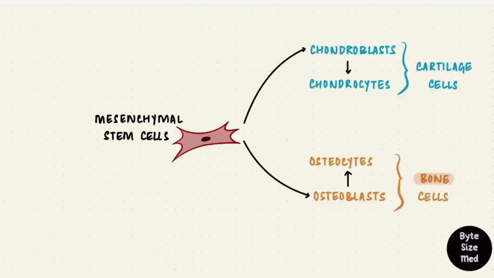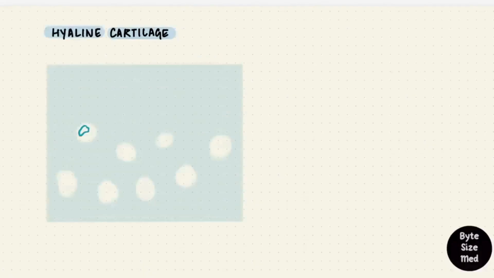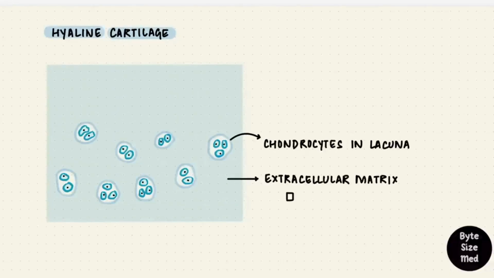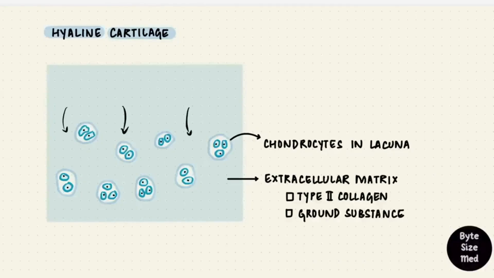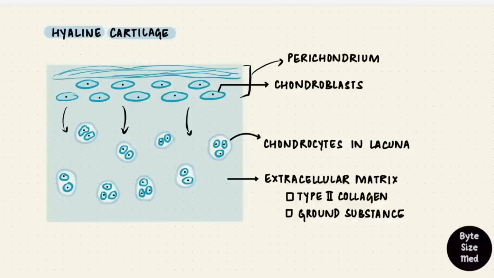To understand ossification, we need to go back a little to some things about cartilage and bone. Cartilage can be of 3 kinds: hyaline, elastic, and fibrocartilage. Here we need hyaline cartilage. It has cells in an extracellular matrix. The cells are chondrocytes, which are located in spaces called lacunae, either singly or in groups. The matrix consists of collagen, mainly type 2 collagen, and a well-hydrated ground substance, and these are synthesized by the chondroblasts. Chondroblasts are located in the perichondrium, which is the connective tissue layer that covers cartilage.